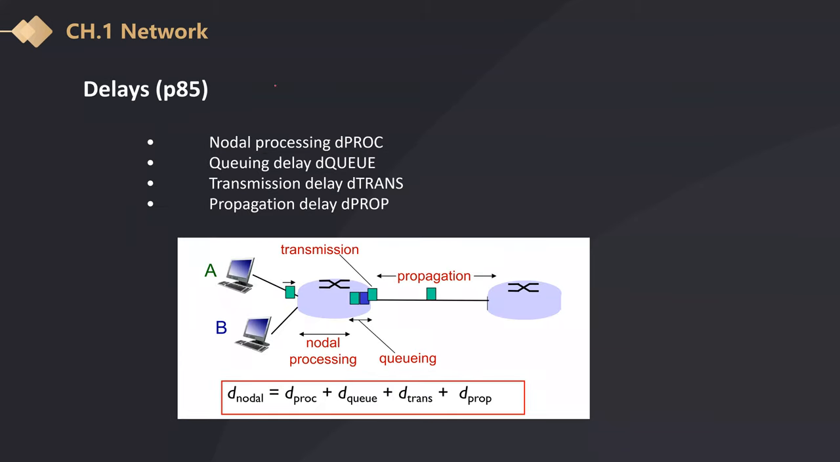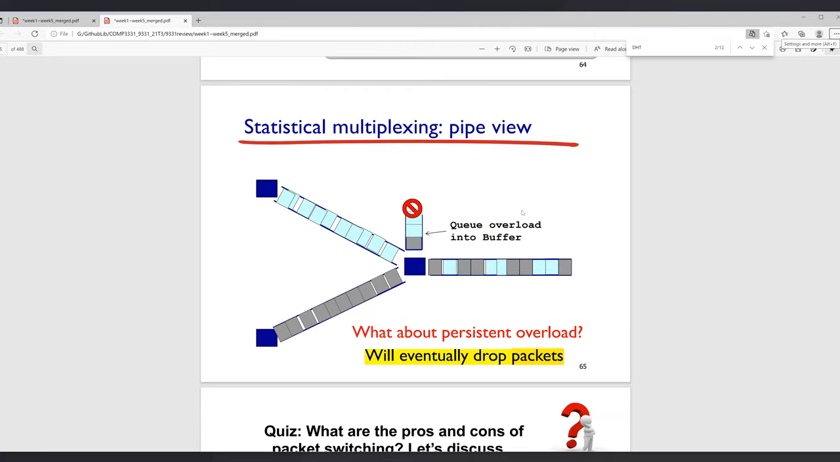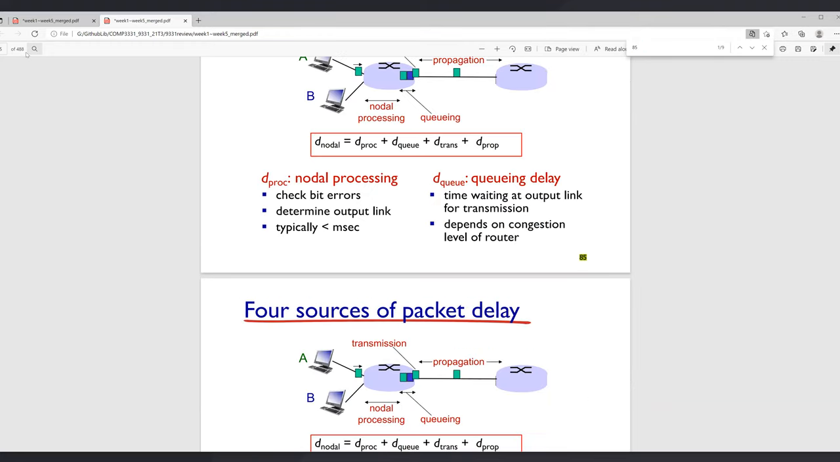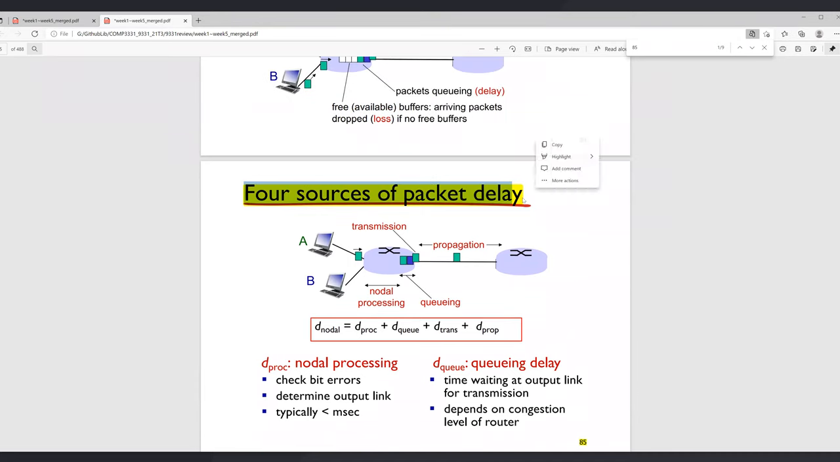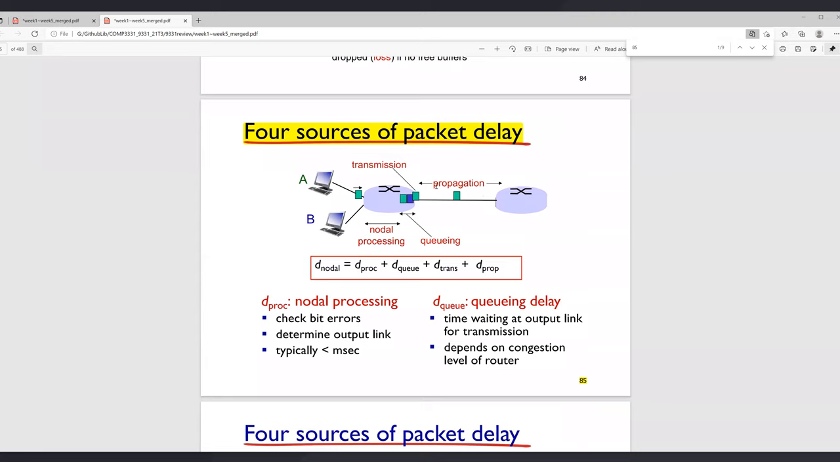Okay, I guess that part is pretty easy, right? Let's come to the delay part. For the delay, go to page 85. I can make a 200% guarantee you will be tested on this part. So you need to pay attention to this part. It will always be related to understanding or calculation. It may have several questions related to this part. So you need to first understand the four different kinds of delays.